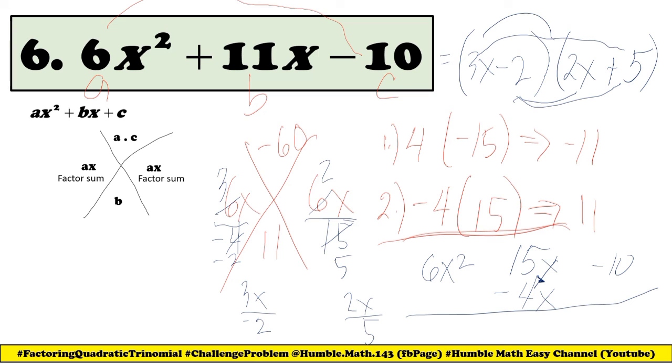So working it out, we have here 6x squared. Combining like terms, the 15x and negative 4x, we have positive 11x as the sum. Then bring down negative 10. So we could now claim that the factor of the given expression 6x squared plus 11x minus 10 is the same as 3x minus 2 times the quantity of 2x plus 5.